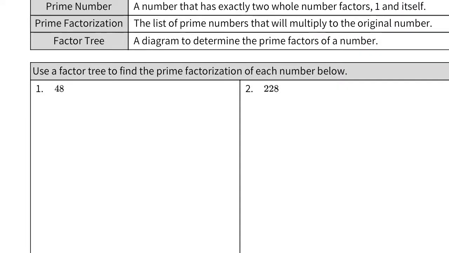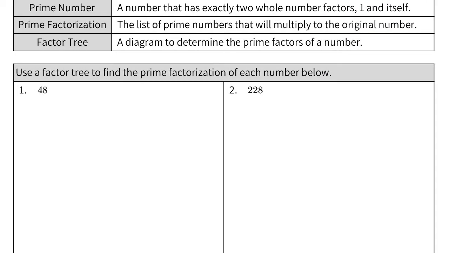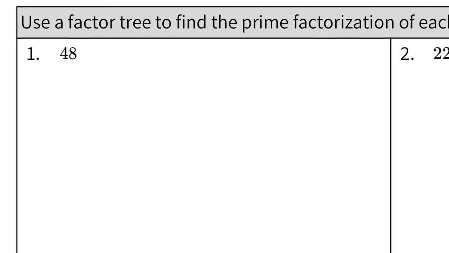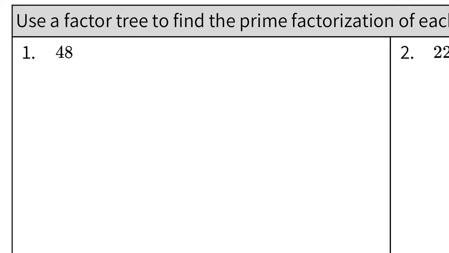So it says, use a factor tree to find the prime factorization of each number below. So let's start with the first one. It's the number 48. So I'm just going to rewrite it right here. So factor tree means that we're going to be able to branch this out. So I always start with the first prime number, so starting with 2.